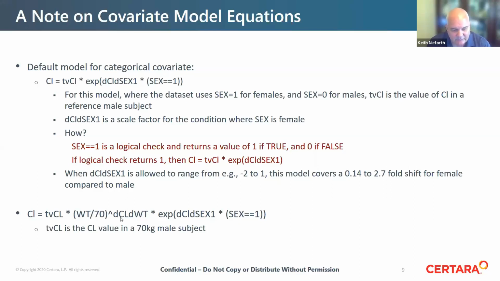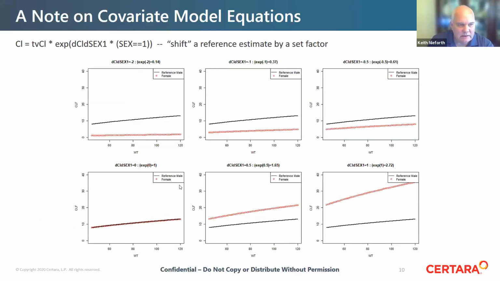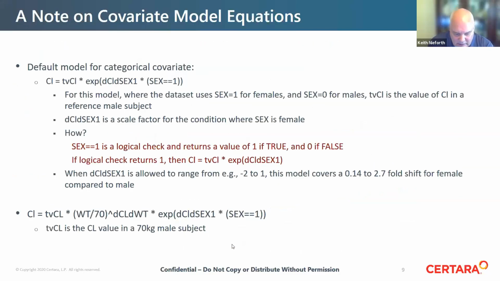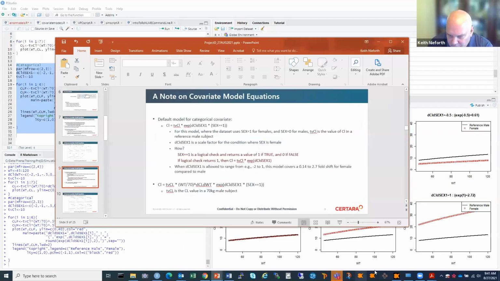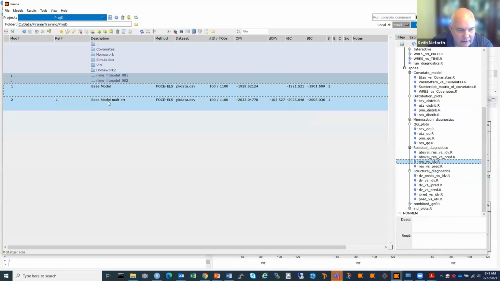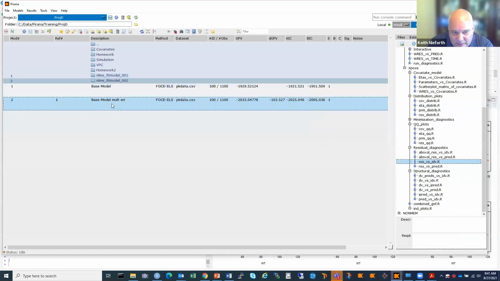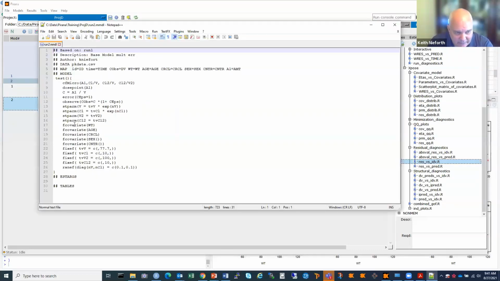Okay, so now let's take a look in Pirana for how to do this. And okay, we have our multiplicative error model. Now, when we created this model, we added some covariate influences. And what we want to do now is use this model to run some diagnostics. So the covariates are in there, but we haven't applied them to any of the parameters.